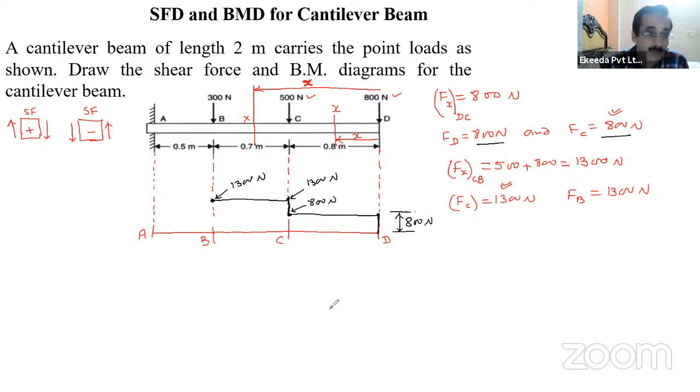Now, the third section, B to A. How do we find the shear force between B to A? Let us take a section X between B to A. So now I can choose a section.